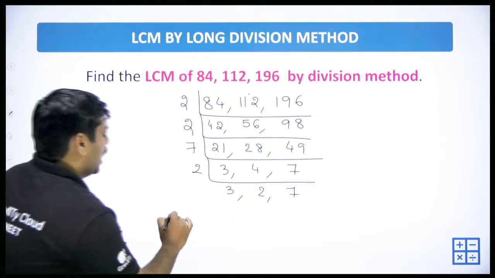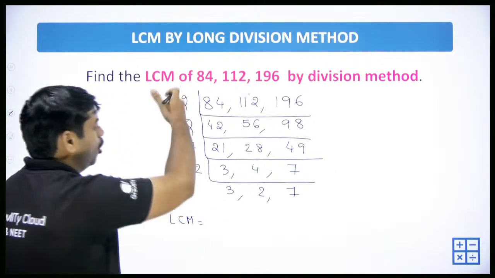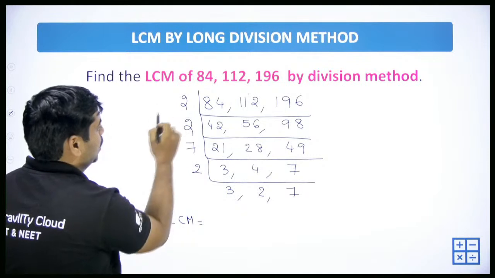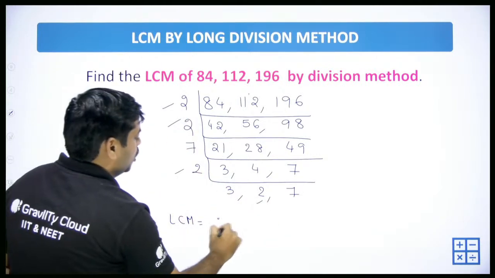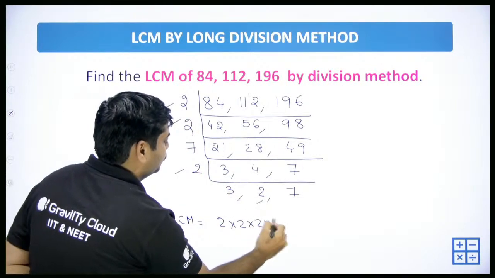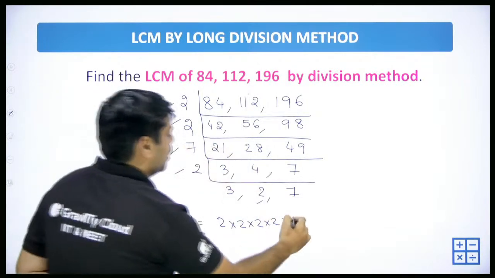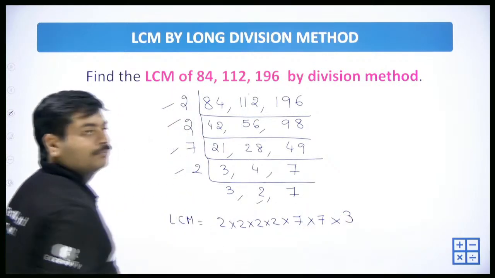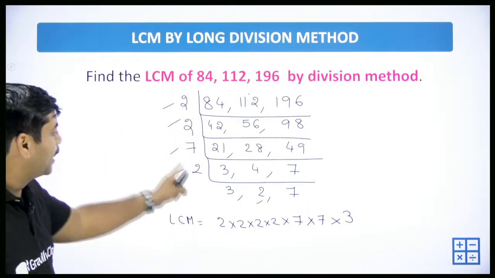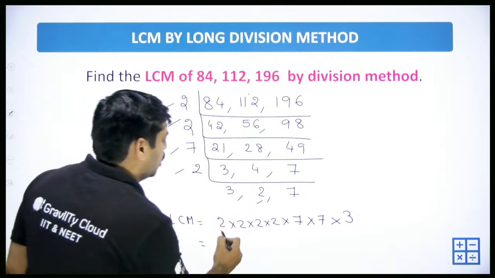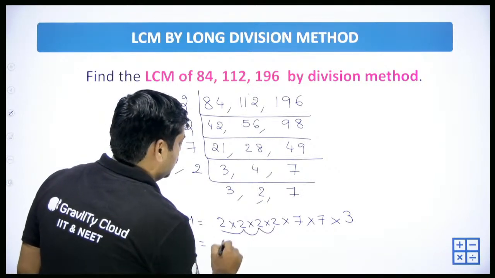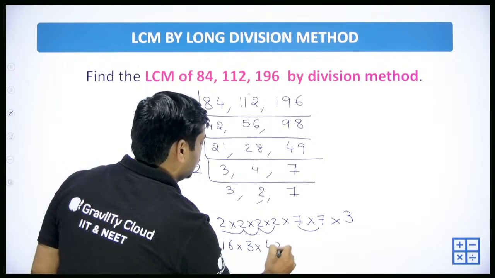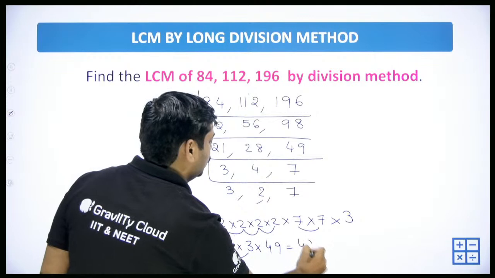So now LCM will be the multiple of all these prime numbers. The product of all these prime numbers: 2 multiplied 4 times, into 7, into 7, into 3. All these are prime numbers. 2 2s are 4, 4 2s are 8, 8 2s are 16, 16 into 3 is 48, into 49.